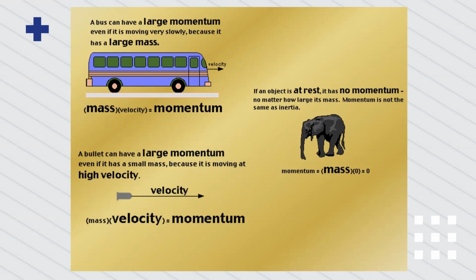Now, what about an object at rest? If an object is at rest, it has no momentum, none at all, no matter how large its mass is, because momentum is not the same as inertia.